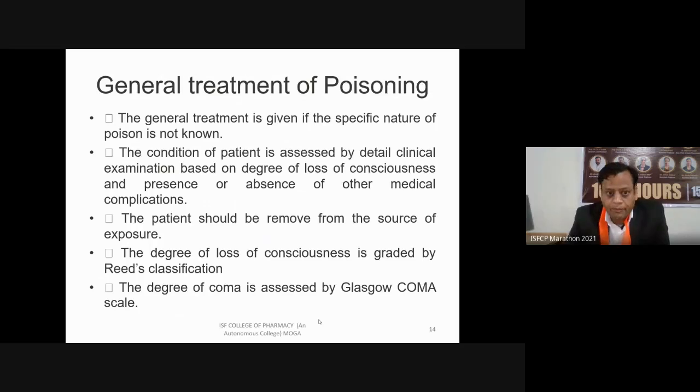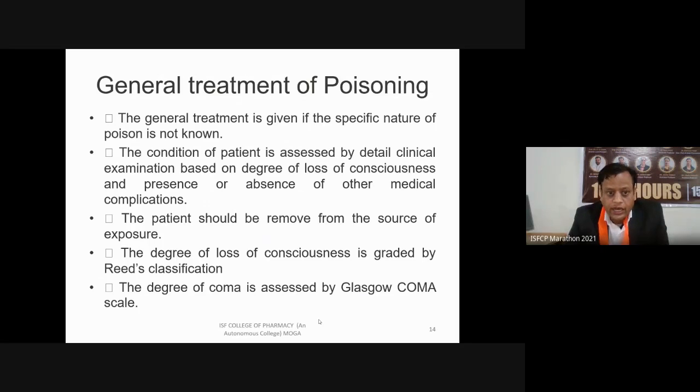The patient should be removed from the source of exposure. So this is the important thing, because if the patient still remains in contact with the source of exposure, the poisonous substance may produce a very harmful effect. So the patient should be removed from the source of exposure.